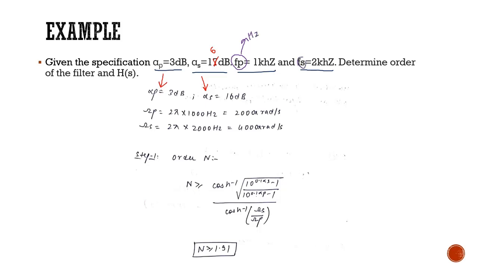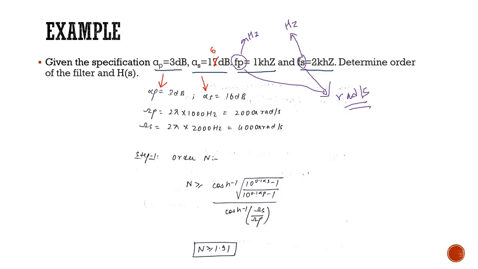Similarly, fs, which is basically the stop band frequency, is given to us in hertz. But if you remember closely, in both Butterworth as well as Chebyshev, we need these very values in radians per second, radians per second. So we do a simple conversion.